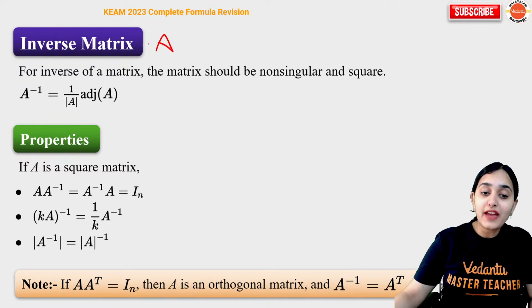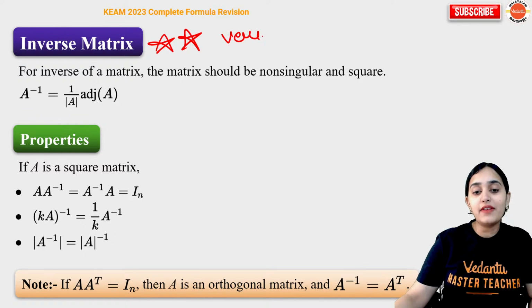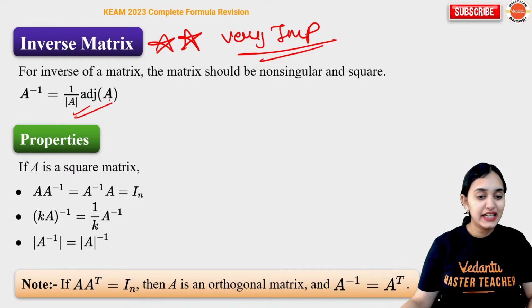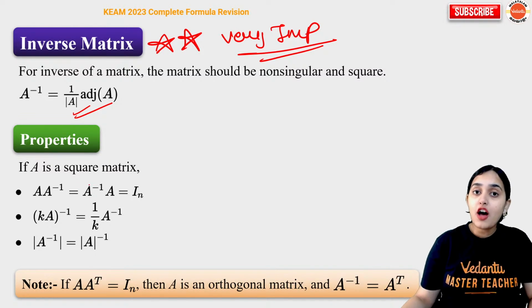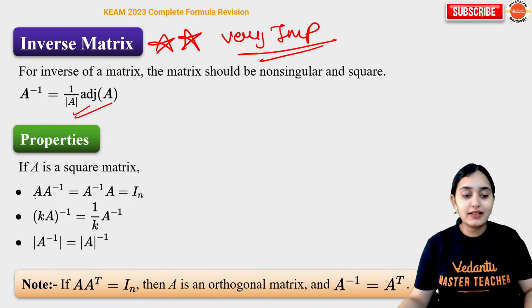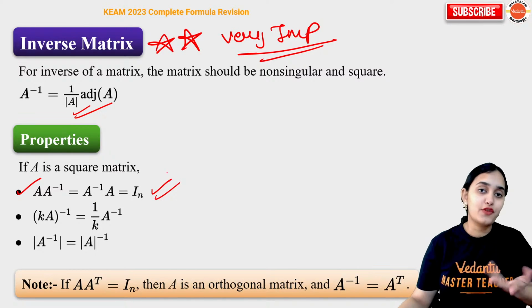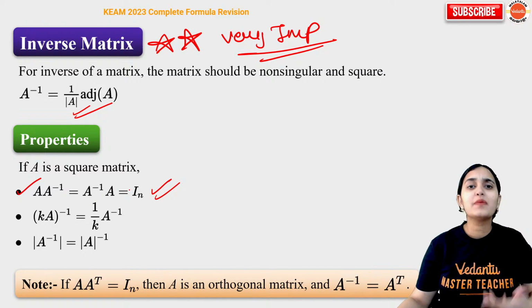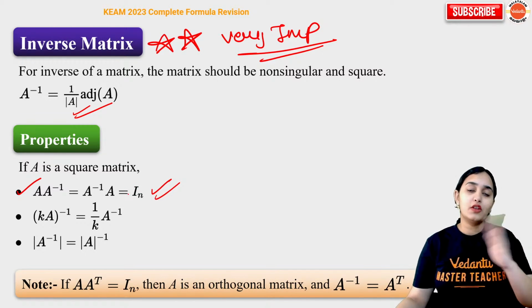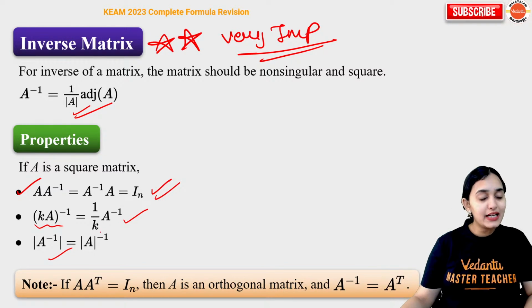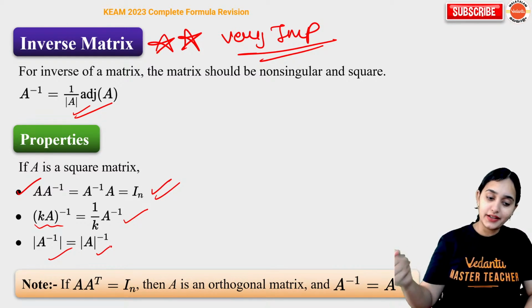Next, inverse. Very important, write it down. Always they will ask questions from here. Inverse of a matrix is 1 upon determinant into adjoint of A. Properties of determinants and inverse of a matrix: A into inverse of A is the I matrix. Of course, that is the definition of inverse. I is the identity matrix, like 1 0 0, 0 1 0, 0 0 1. Next, k into A whole inverse is 1 upon k into A inverse. The determinant of A inverse is the same as the inverse of the determinant.